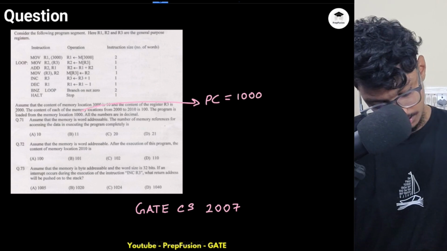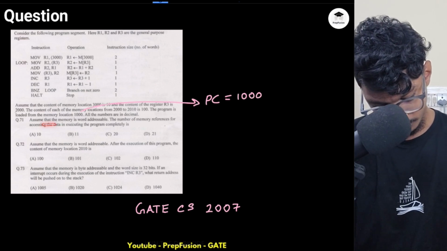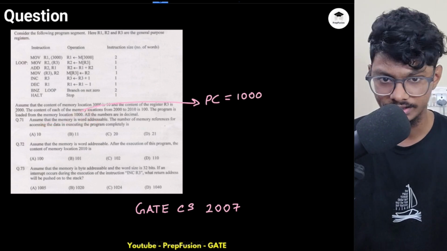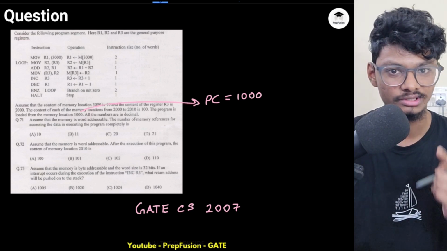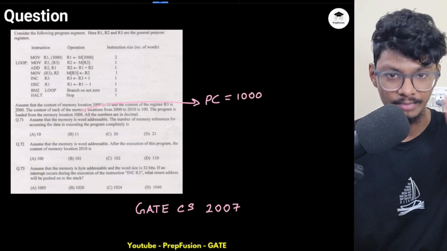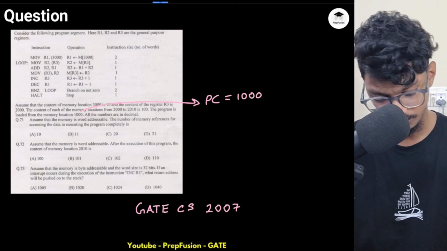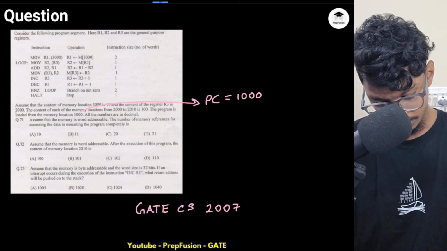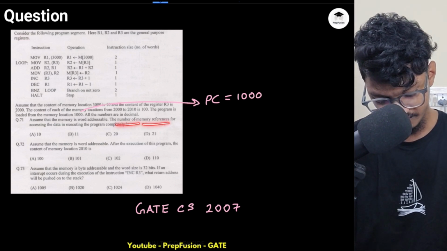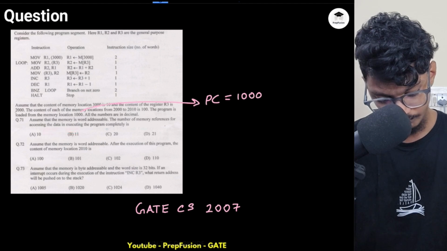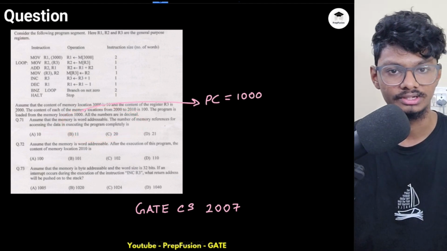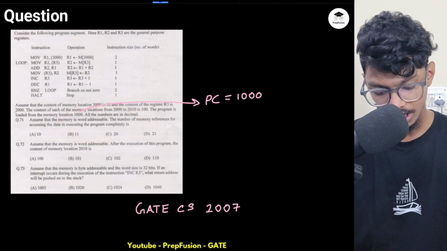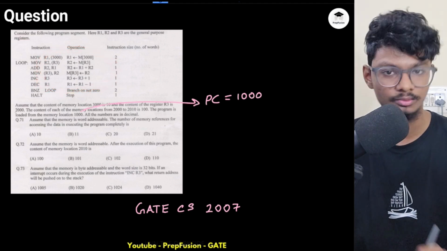The first question was: assume that the memory is word addressable. I hope you know what word addressable is. If you don't know, then you haven't watched part 1 of COA, so you have to watch it. Then: the number of memory references for accessing the data in executing the program completely. This first part was very simple. How many times will I access the memory if I run this program, right?